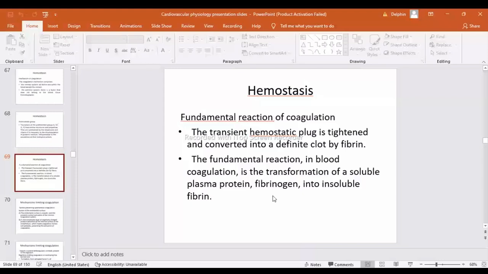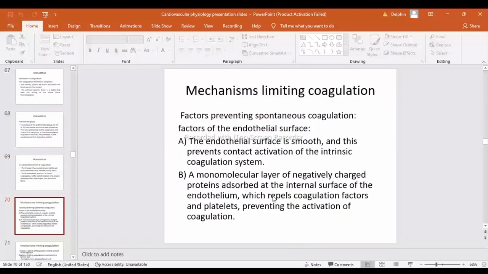Factors preventing spontaneous coagulation. We have the factor of the endothelial surface. The endothelial surface is smooth. It means that the intima layer of blood vessels is smooth. And this smoothness prevents the contact activation of the intrinsic coagulation system.